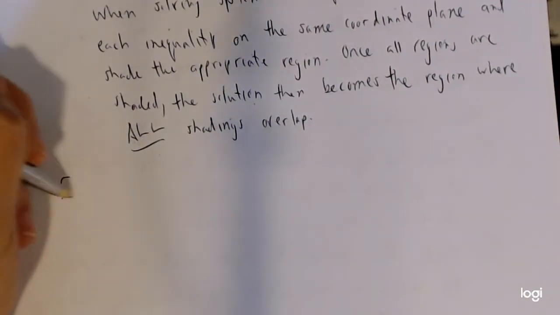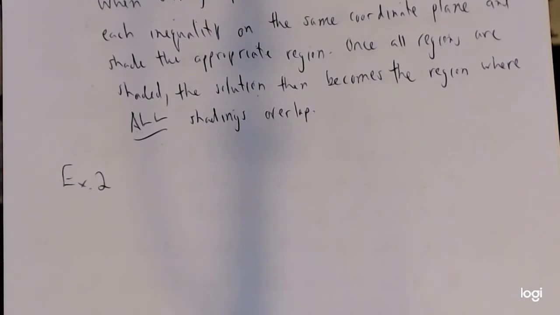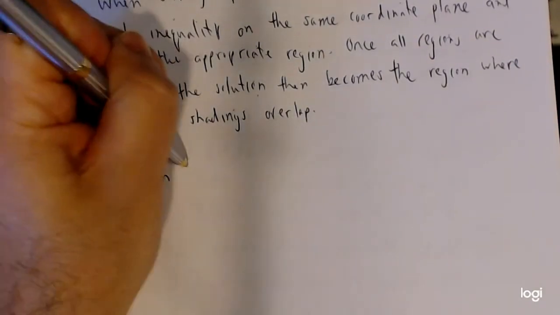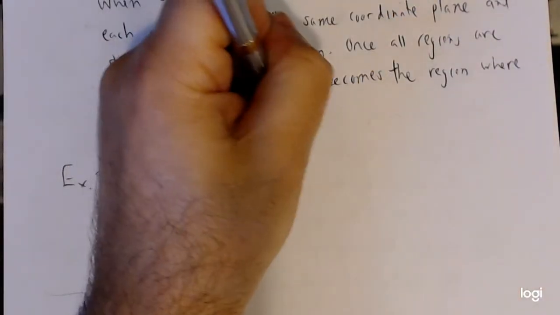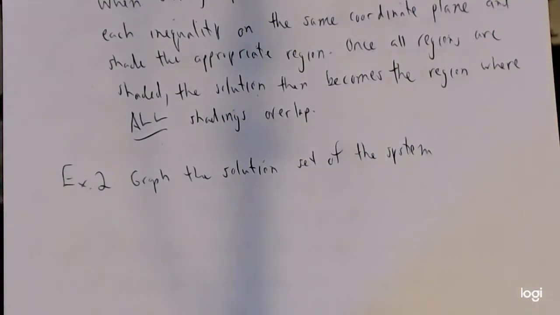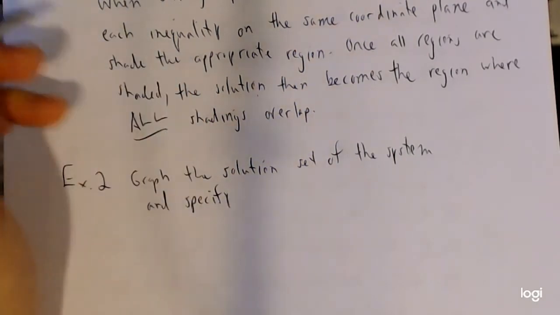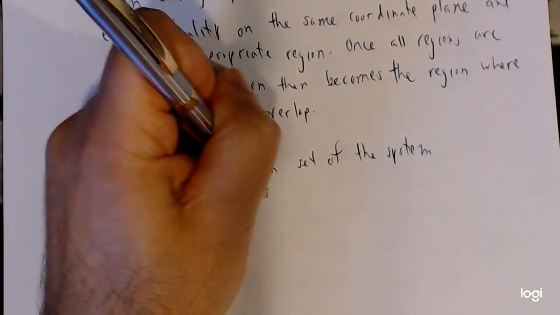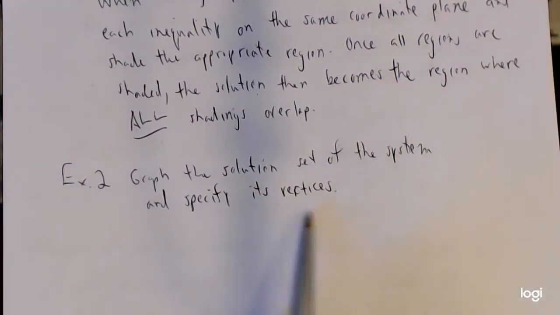Let's look at our second example. We'll do 3 different systems of inequalities, and hopefully you'll have a good idea as to how this works. Graph the solution set of the system and specify its vertices. Let's not worry about specifying the vertices yet. Let's just graph the solution set of the system of inequalities.